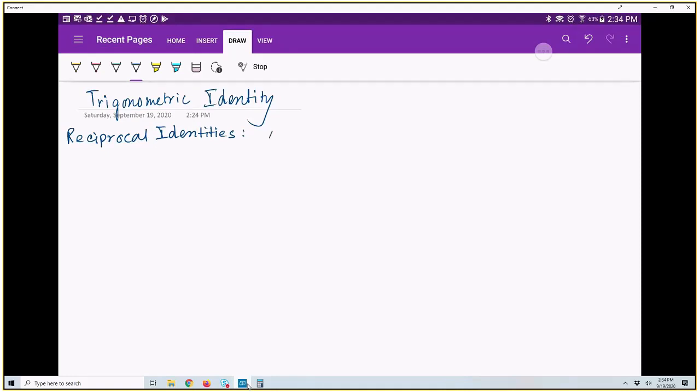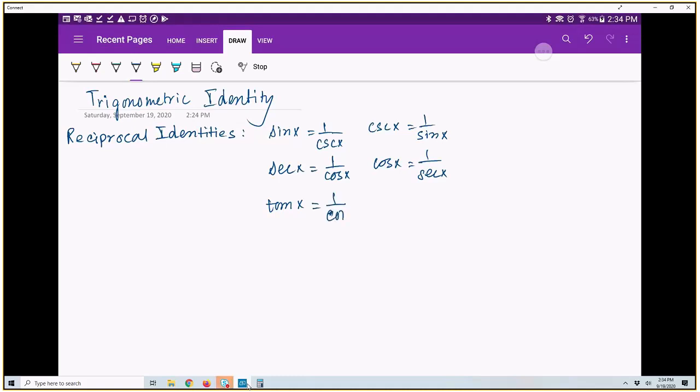So first and foremost, remember sine x is equal to 1 over cosecant of x. So similarly, one can say cosecant of x is equal to 1 over sine x. Secant x is 1 over cosine x, and hence you can say cosine x is equal to 1 over secant x. Tangent x is equal to 1 over cotangent x, so I can say cotangent x is equal to 1 over tangent x. Those are the 6 reciprocal identities.